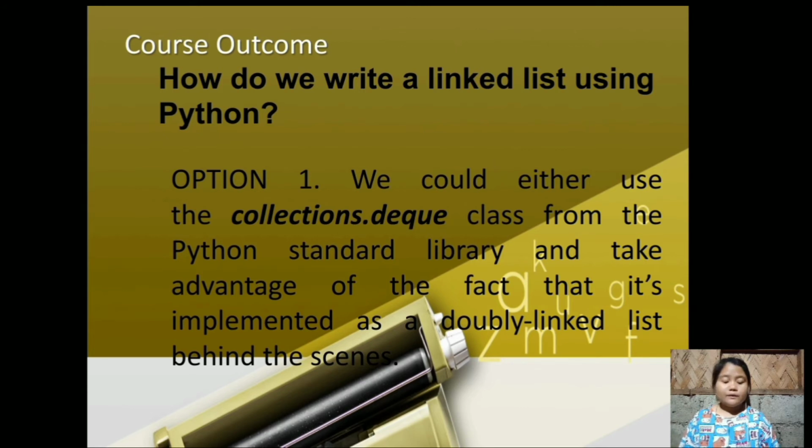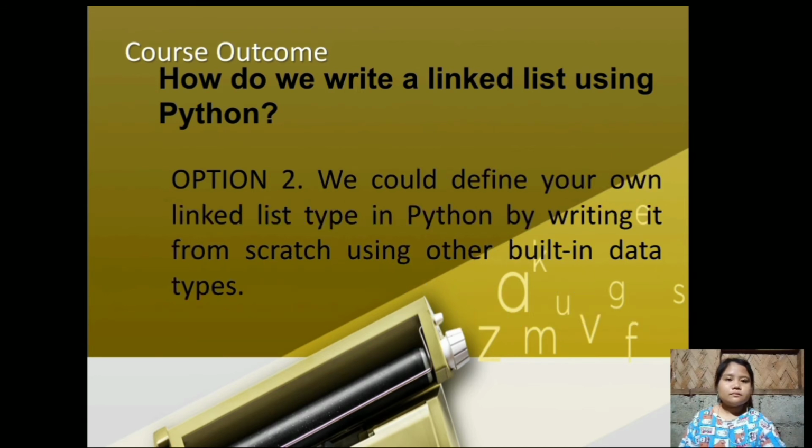Pero meron pa tayong isang option kung ayaw natin gamitin yung option 1. Ito ay ang option 2. Option 2. We could define your own linked list type in Python by writing it from scratch using other built-in data types. Pwede kahit ano yung gusto natin ilagay, pero sa scratch gamit ang ibang data types.